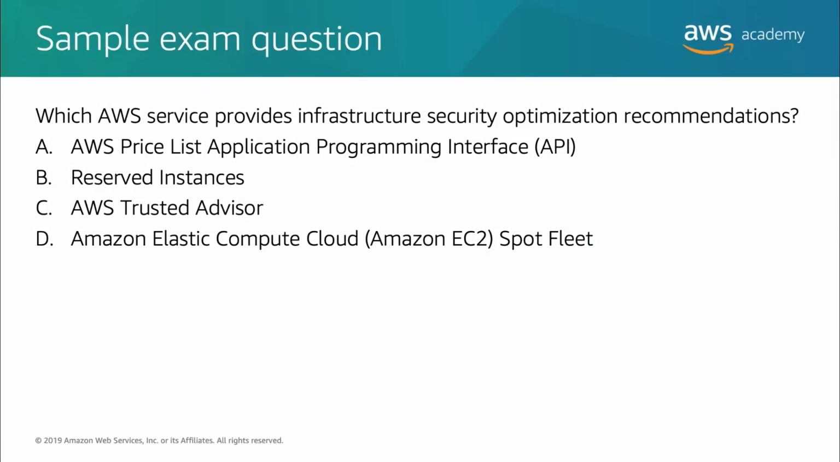Let's take a look at a sample certification question. Which AWS service provides infrastructure security optimization recommendations? Look at the answer choices and rule them out based on the keywords we have highlighted. The keyword to recognize is recommendations. The correct answer is C, AWS Trusted Advisor.